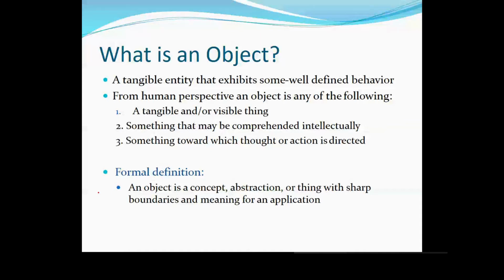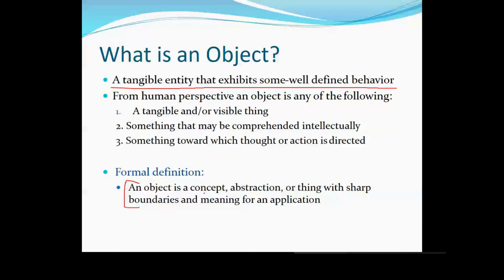We talk about the car as well. So again, an object is a tangible entity that exhibits a well-defined behavior, something that you can see, something that you can touch, and so on. And if you want a formal definition, as IT, an object is a concept, abstraction, or thing with sharp boundaries and meaning for the application.